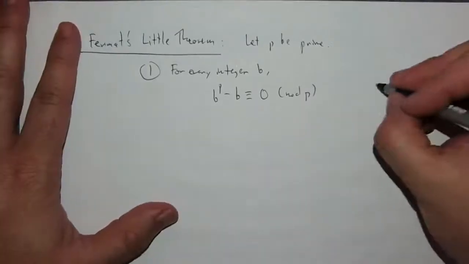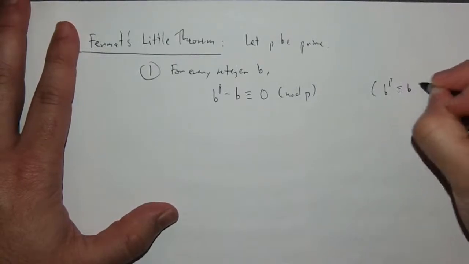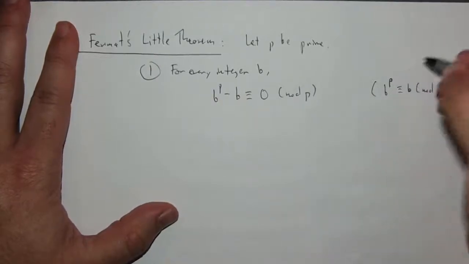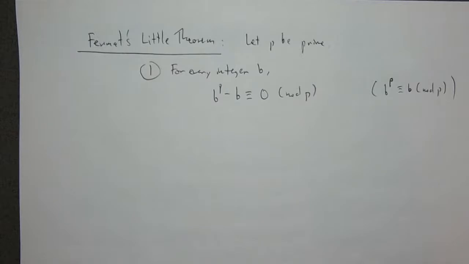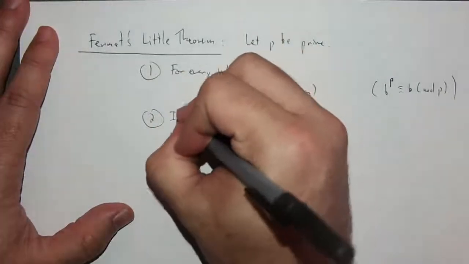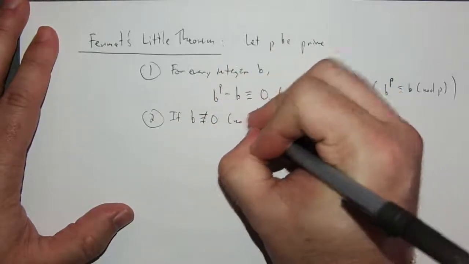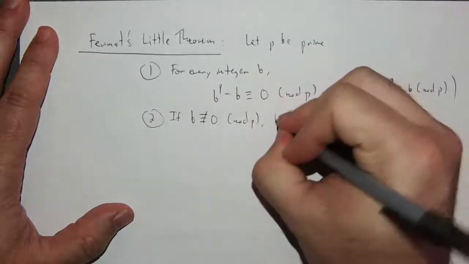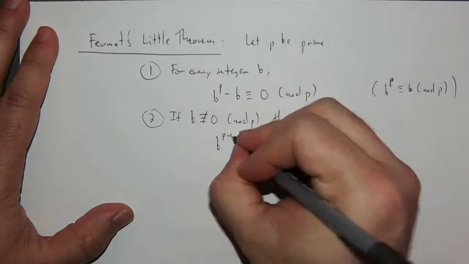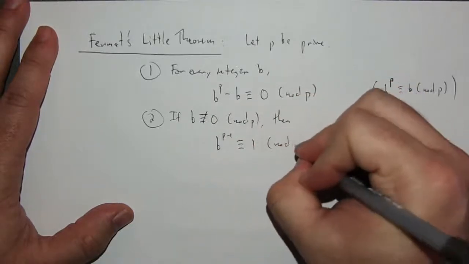Of course, equivalently, you could write this as b to the p is congruent to b mod p. That's fine. Sometimes you might see it in this form, but that's not too confusing. Secondly, if b is not congruent to 0 mod p, then b to the p minus 1 is congruent to 1 mod p.